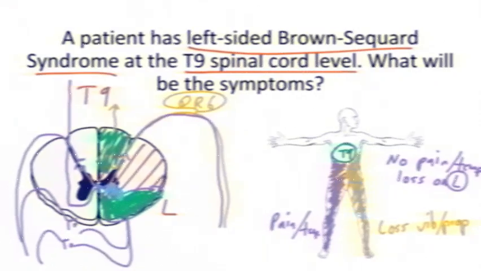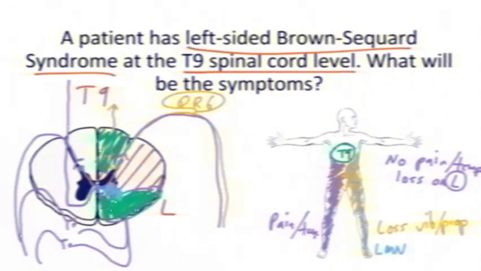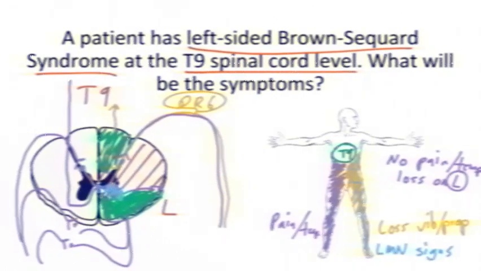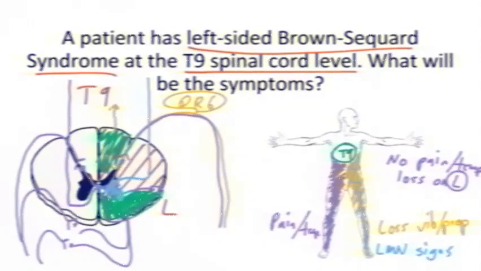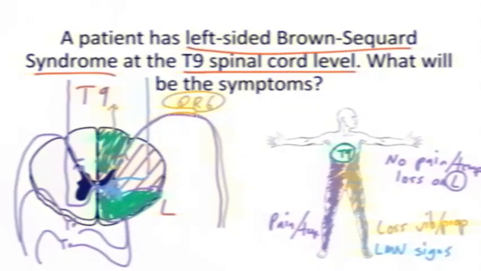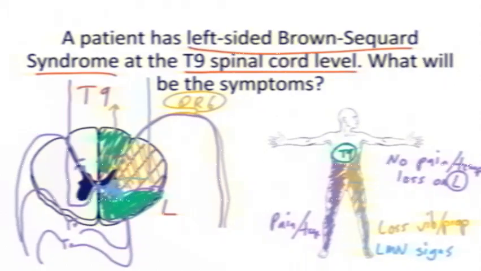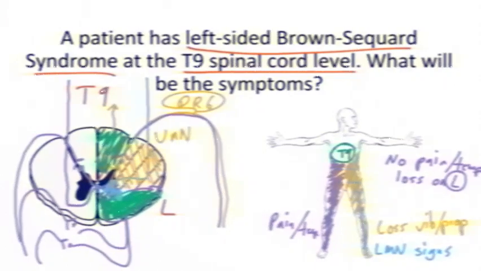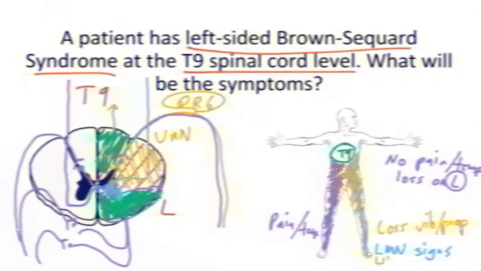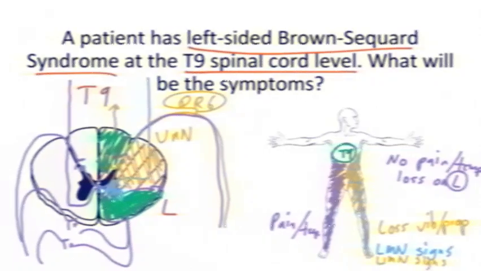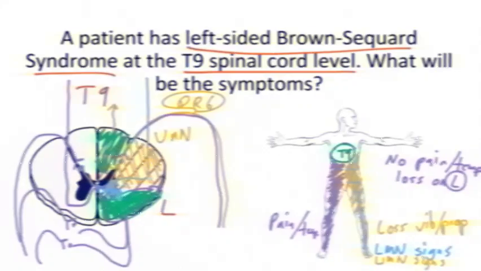So everything through here would demonstrate lower motor neuron signs, because every axon traveling down on this ipsilateral side would not be able to synapse appropriately with the anterior horn. And actually, since this portion of the spinal cord is damaged as well, that means you're going to get upper motor neuron signs below this level. So this patient would actually demonstrate upper motor neuron signs below the T9 level as well. And that concludes the section.